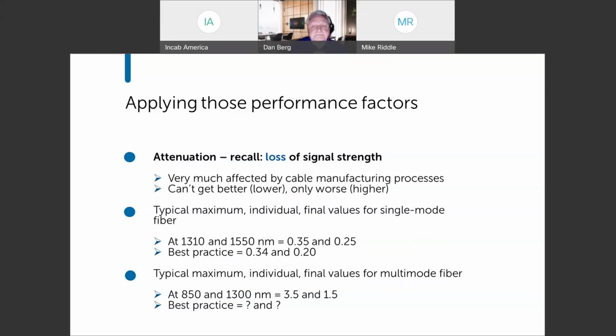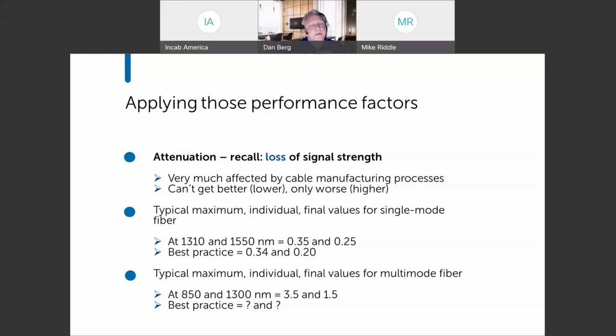Attenuation. Attenuation, I think we've discussed this. Attenuation is really the loss of signal strength going down the optical fiber. Some of it's affected by manufacturing. Some of it's affected by the optical fiber itself, and some of the problems they've had during the manufacturing.